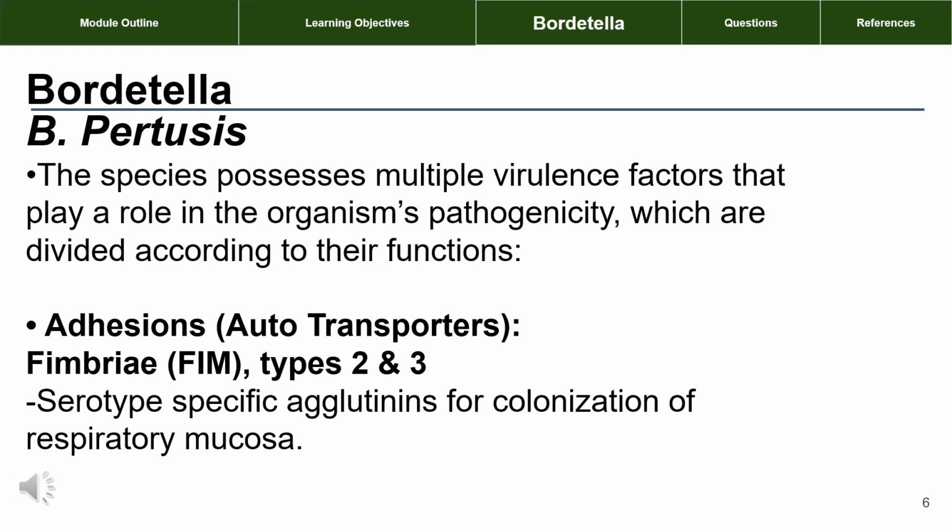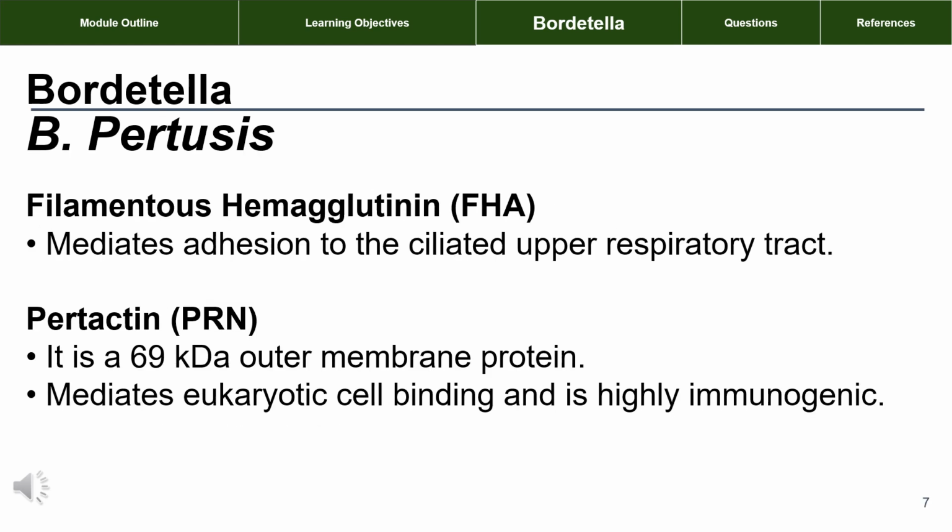So here are your virulence factors. First, you have your adhesins, your autotransporters. We have your fimbriae types 2 and 3. So these are your serotype-specific agglutinins for colonization of respiratory mucosa. Next, we have your filamentous hemagglutinin. So it mediates your adhesion to the ciliated upper respiratory tract. Then we have your pertactin. So it is a 69 kilodalton outer membrane protein. It mediates your eukaryotic cell binding and is highly immunogenic.